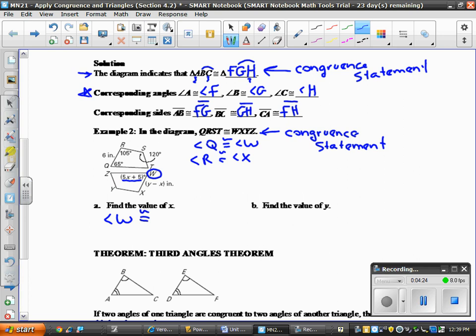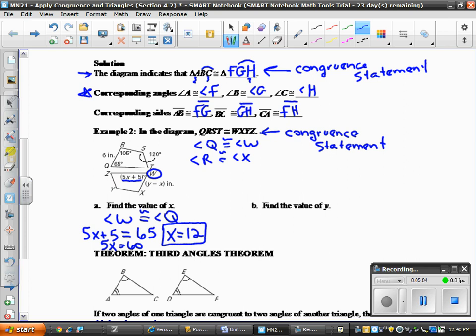And again, you can just look up here at the congruence statement and note that it's angle Q, or you can look at the diagram and figure it out that way as well. So angle W is represented by 5x plus 5, and angle Q is represented by 65 degrees. And to find the value of x, we are just solving a nice little linear equation here, subtracting 5 from both sides. So we have 5x equals 60. Divide out by 5, we have x is equal to 12. So that is the unknown variable x.